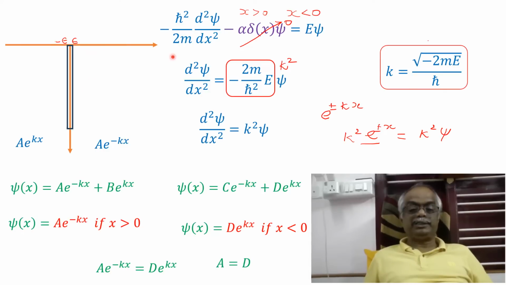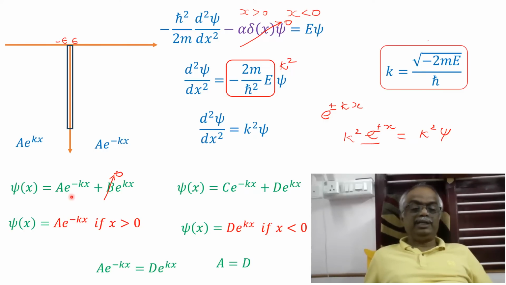Since it's positive, when x is infinite, this will go to infinity. It's not square integrable, so the wave function must be finite. If you put x here in the second term, this will be infinite. So naturally, p must be equal to 0.